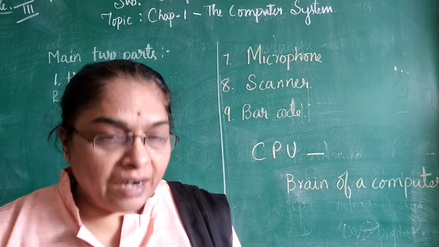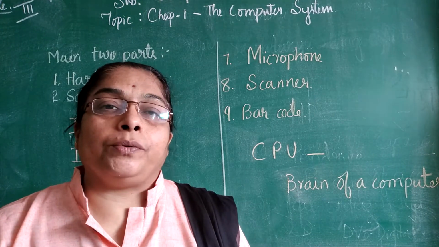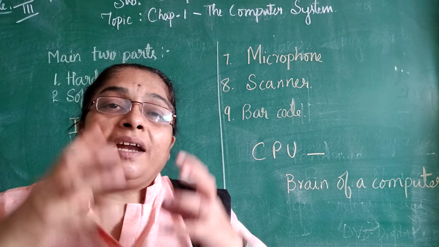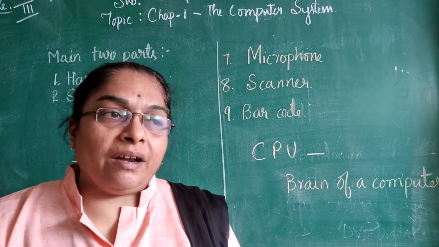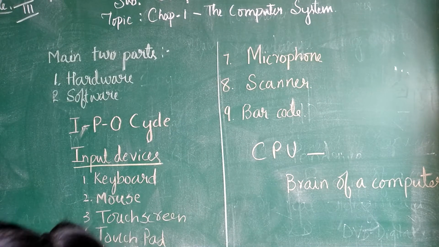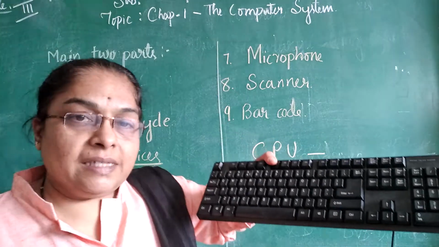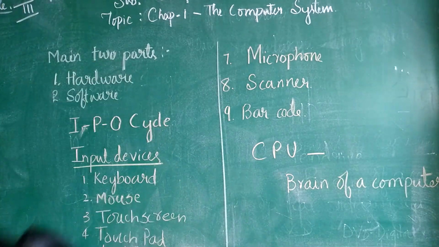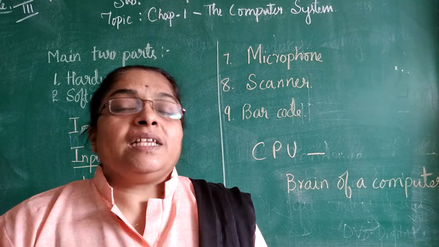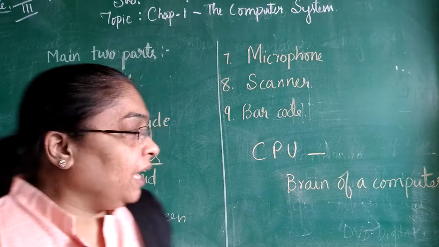When we say hardware, hardware means the different components, parts of a computer, which we can touch. That is called hardware. For example, this keyboard. This keyboard, we can touch it. This is hardware. Whereas software is something different that we will learn later.